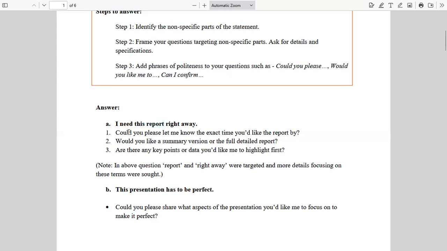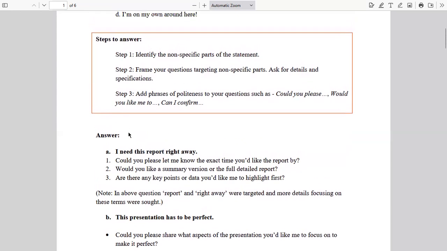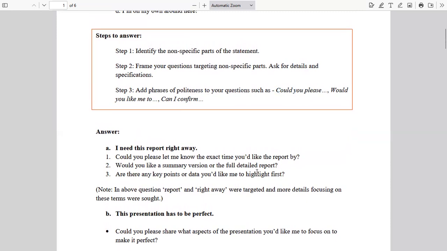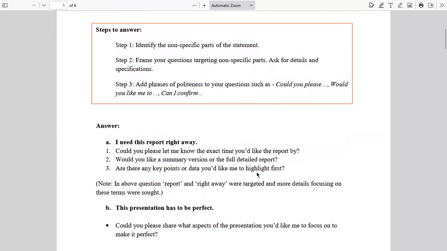Now the second aspect, as I mentioned, is that your questions should be first of all sincere, and second, they should be polite as well. When we say politeness, simply adding phrases like "would you please," "would you like," "can I confirm" is very important. Why these phrases are important is because they allow the other person the agency, the freedom to say no. So you're not simply adding the word please here. You are asking, "Could you please?" "Would you like me to?" "Can I confirm with you?" So you are giving that other person the agency to say no. That is what adds politeness to your statement.